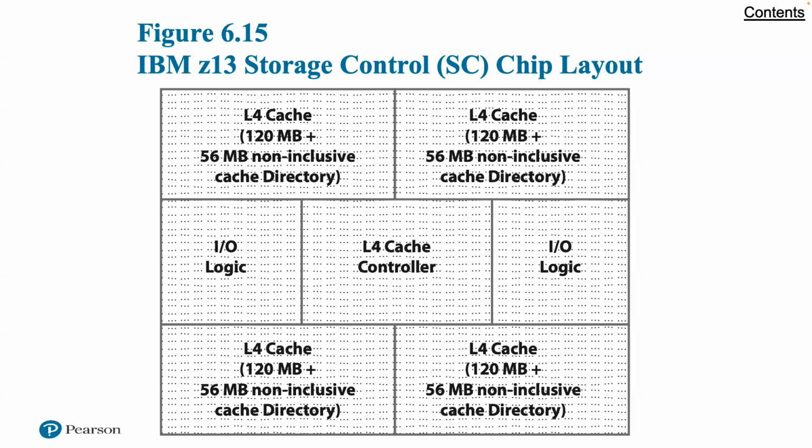About 60% of the surface area of the SC chip is devoted to the L4 cache and the NIC directory. The remainder of the chip includes L4 cache controller logic and IO logic.